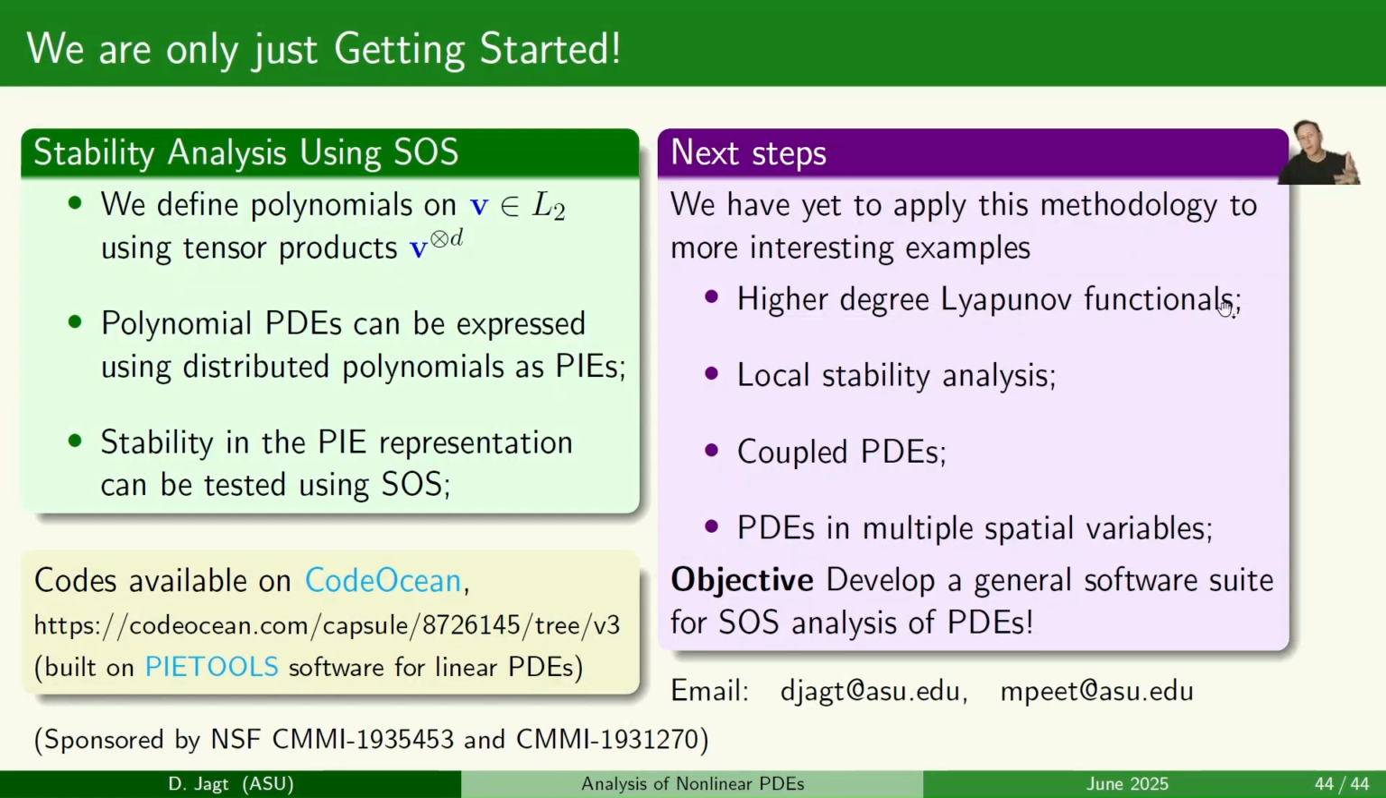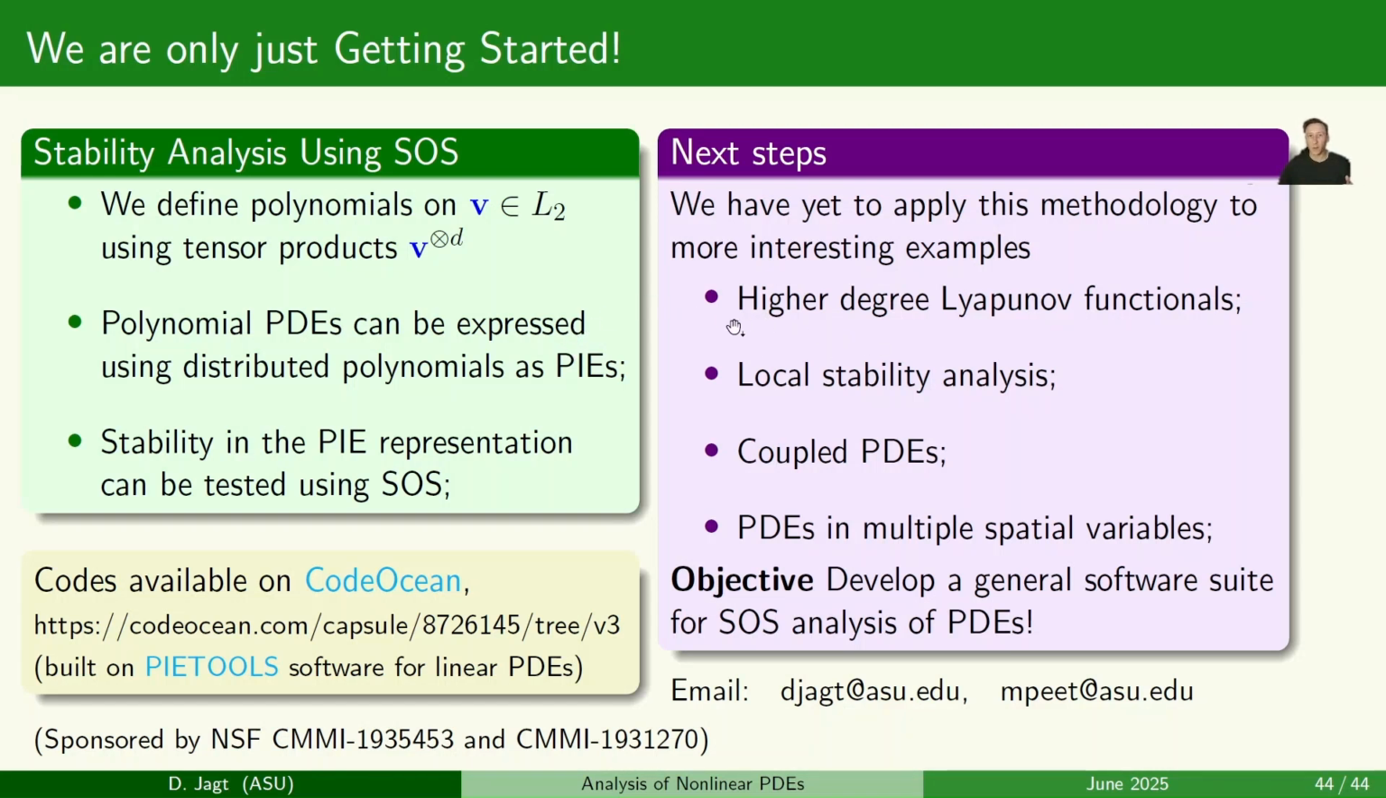Overview here. We defined this class of distributed polynomials by taking the tensor product of this infinite dimensional vector with itself. Using this class of distributed polynomials, we can express our nonlinear, or at least quadratic, PDEs in equivalent format as quadratic PIs. And then given this quadratic PI representation, we can verify stability using sum of squares in terms of, again, these distributed polynomials. Now, of course, we've only actually considered 1D systems, scalar valued, global stability. So there's a lot more that can be done here.